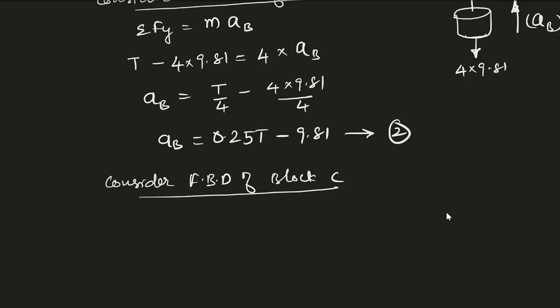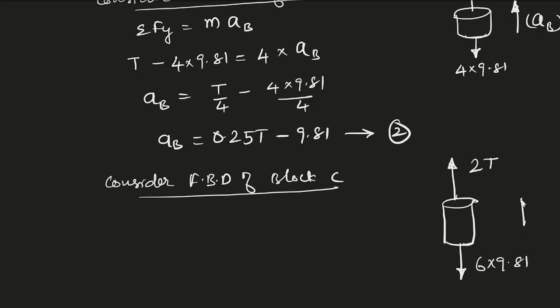So if you see here, we have a block C. The tension here is 2T, and the weight is acting downward. The weight of the block C is 6 kg, so it is 6 into 9.81.